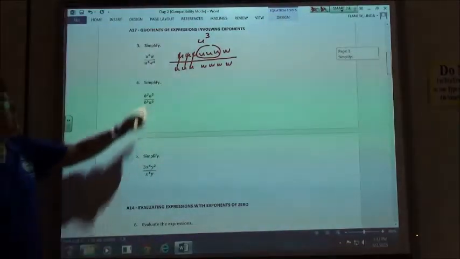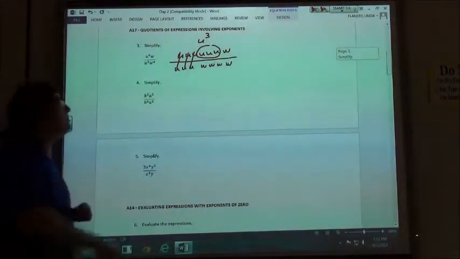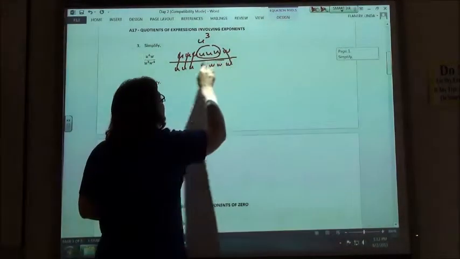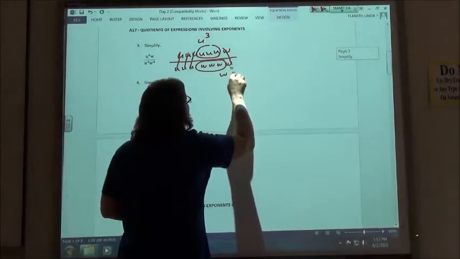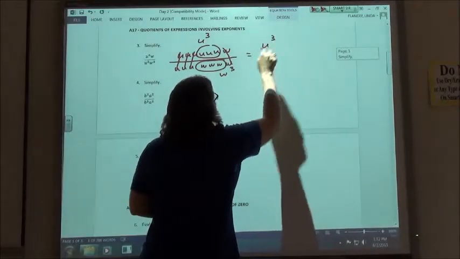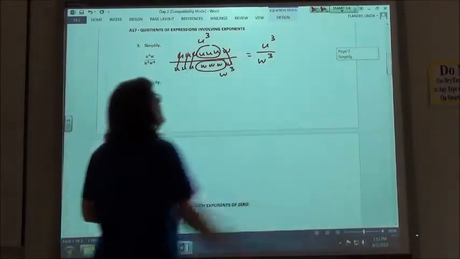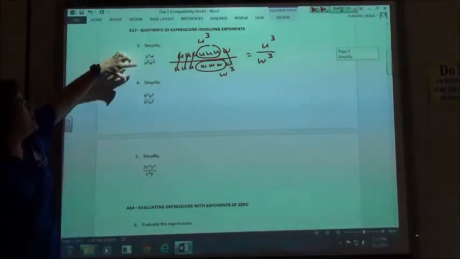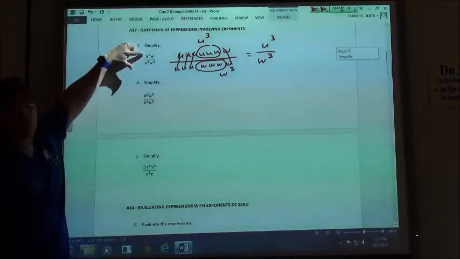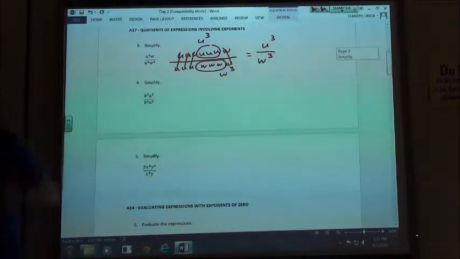With my w's, I can only cancel out 1 of them. Leaves me those ones on the bottom. And so I end up with u to the 3rd over w to the 3rd. So basically what you're doing is you're subtracting the smaller one from the bigger one, and your variable stays where you had the bigger exponent.